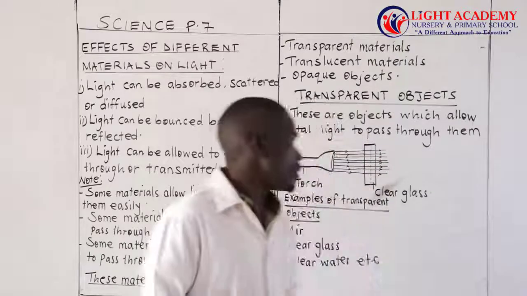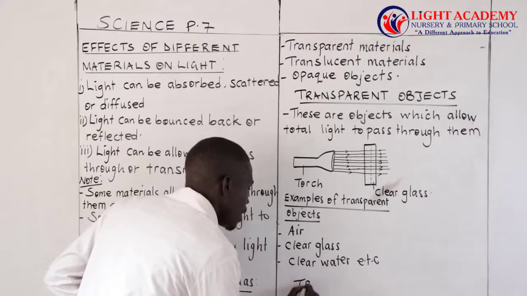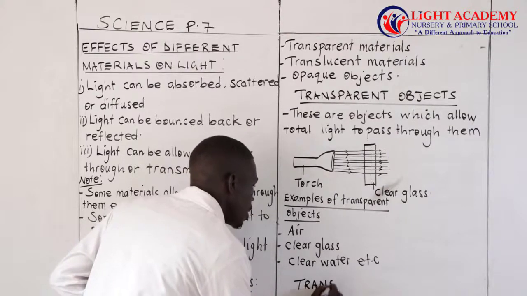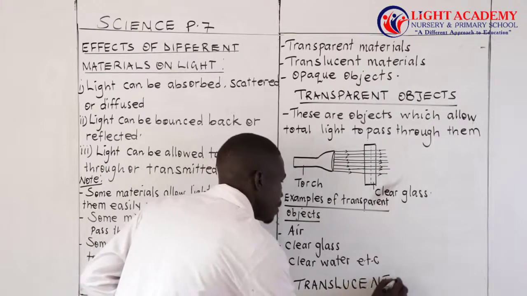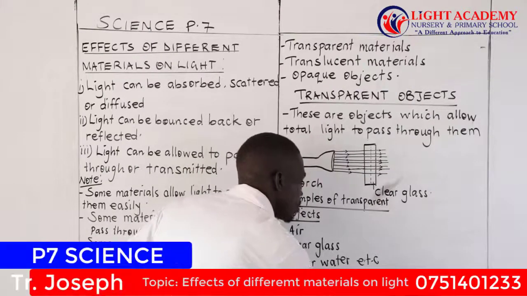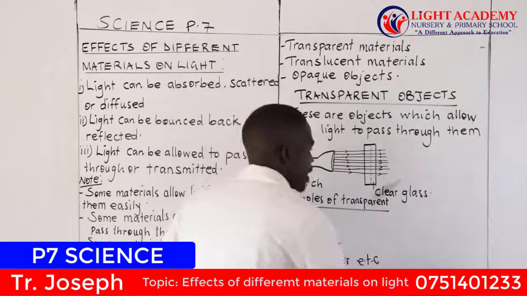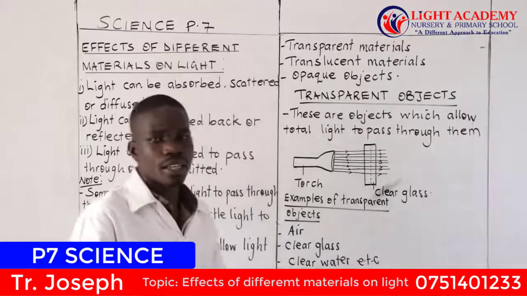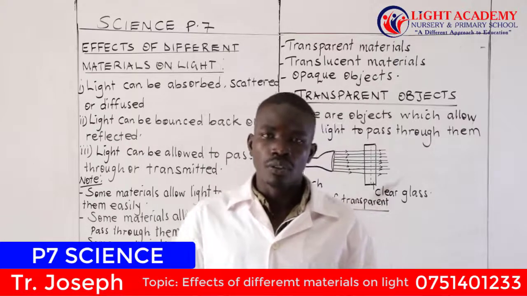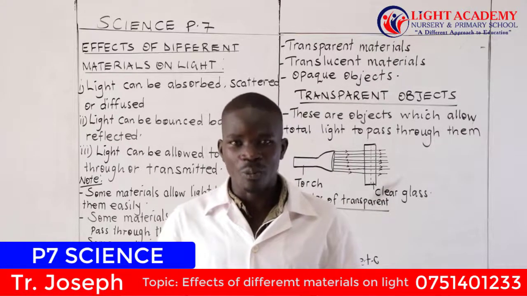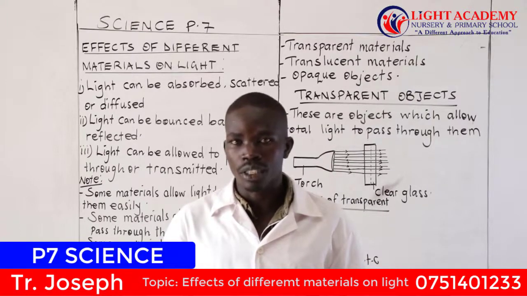Then from transparent, still we shall look one on one. Then we look at what we call translucent objects. So when I come, this is like your assignment, I want to get when you have written very many examples of translucent objects, objects which allow little light to pass through them.